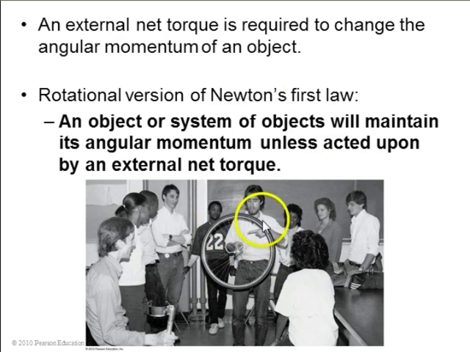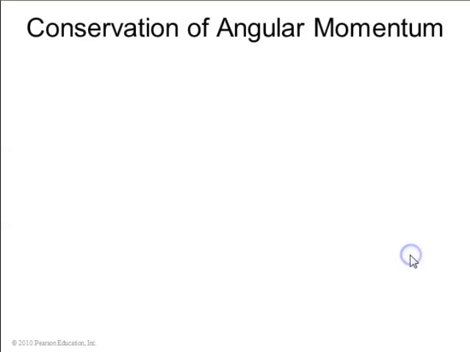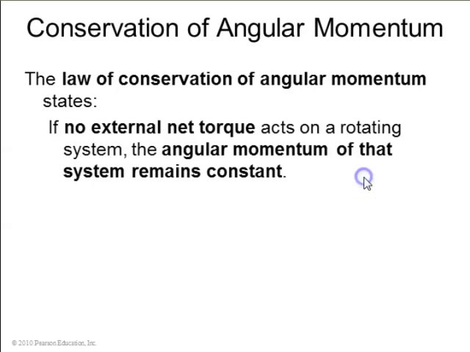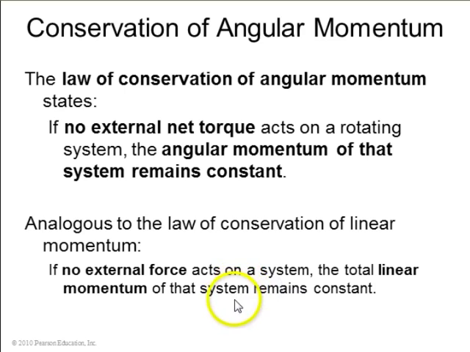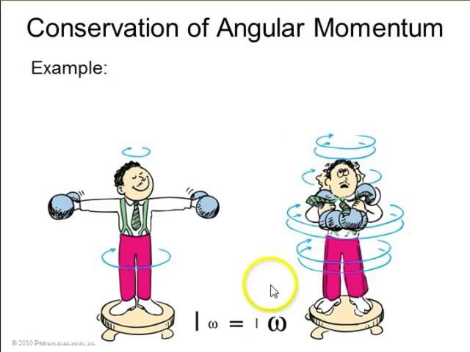Like here's Paul Hewitt, providing a torque to this wheel, and that's causing it to change its angular momentum. The law of conservation of angular momentum says that if there's no net torque, then the angular momentum stays constant. That's analogous to how, if there's no net external force on a system, the linear momentum stays constant.